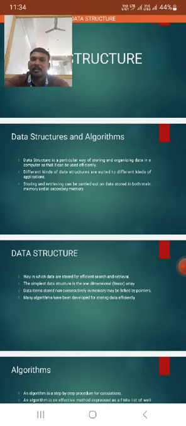or the data structure is a particular way of storing and organizing data in the computer so that it can be used efficiently. That is called a data structure. Different kinds of data structures are suited to different kinds of applications. Storing and retrieving can be carried out on data stored in both main memory and secondary memory.